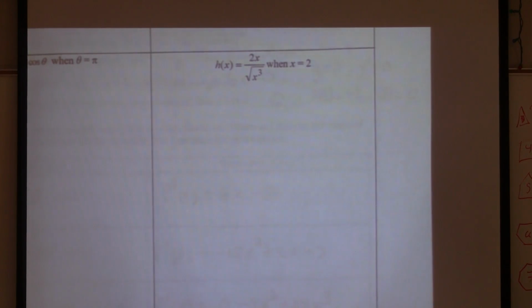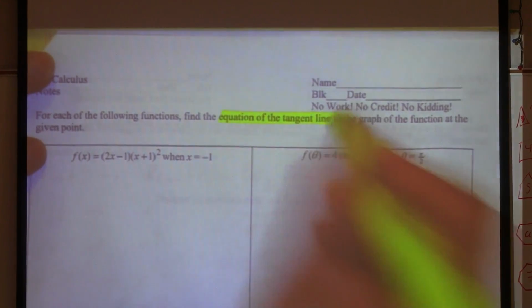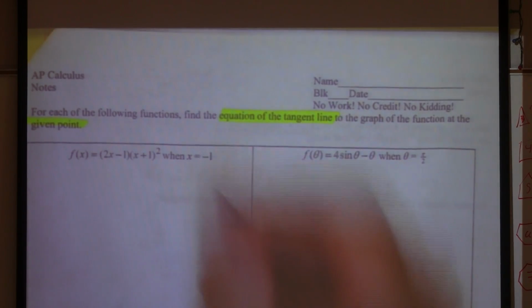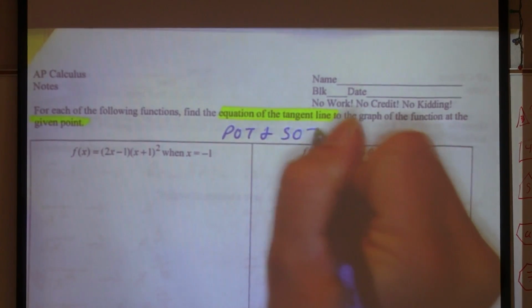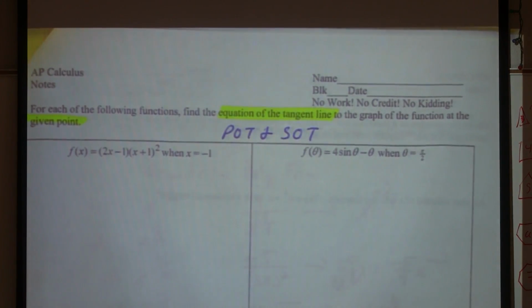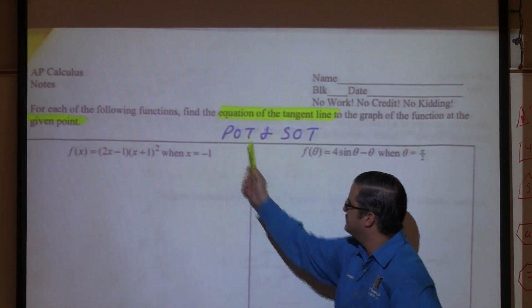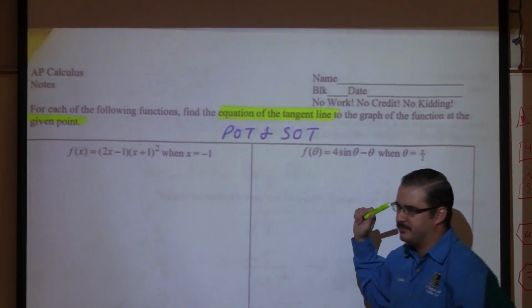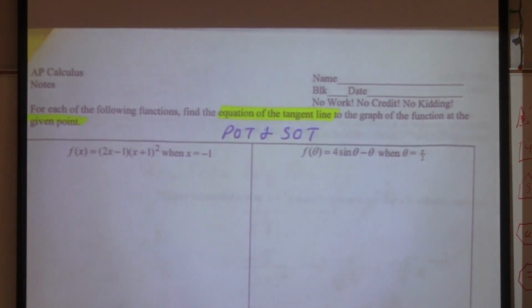Okay, but before we do it, let's read the directions, right? Because we always forget to do that. So it says, for each of the following functions, find the equation of the tangent line at the given point. So what do I need for that? I need the point of tangency and the slope of the tangent line, right? How do I find the point of tangency? Plug in the x value, right? How do I find the slope? Get the derivative and plug in the number into that, right? Alright, so let's do it.